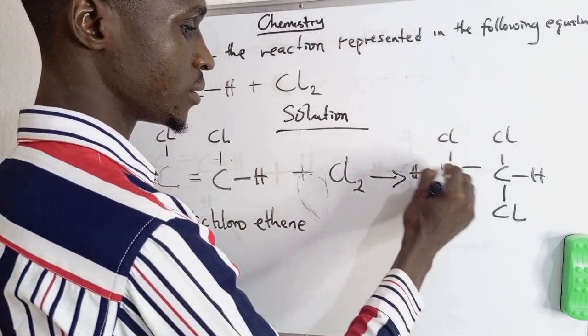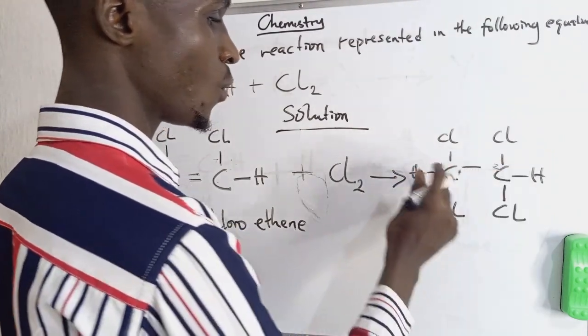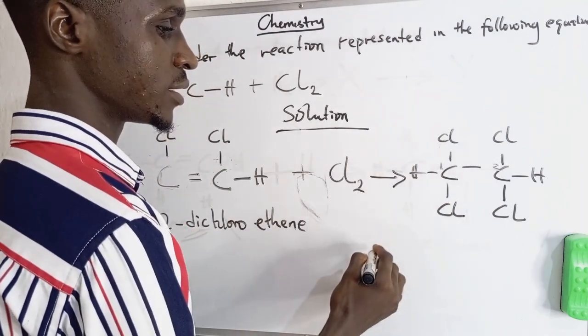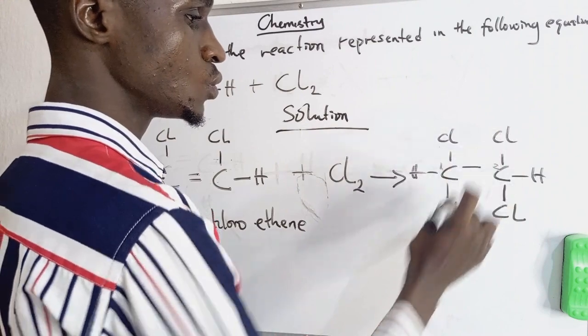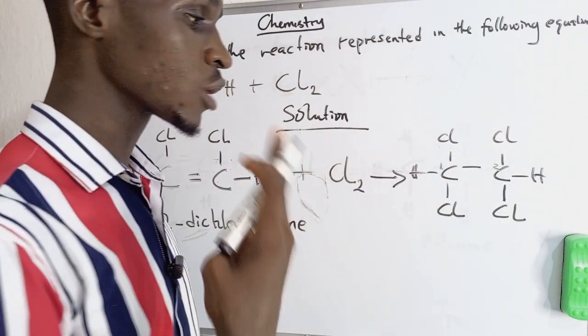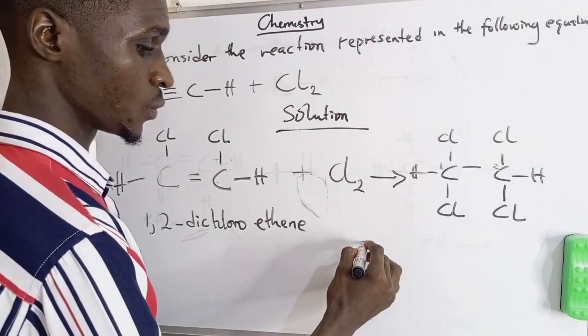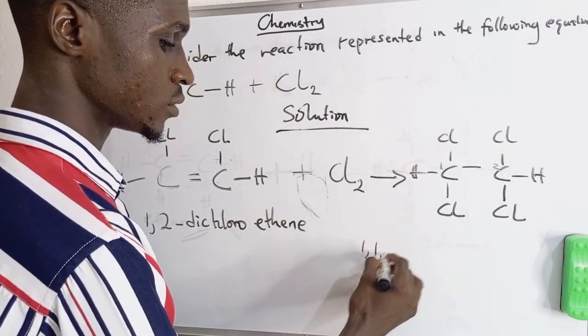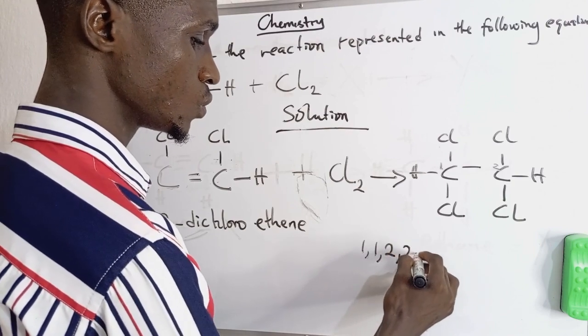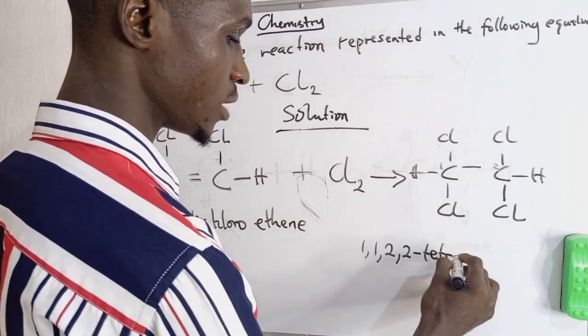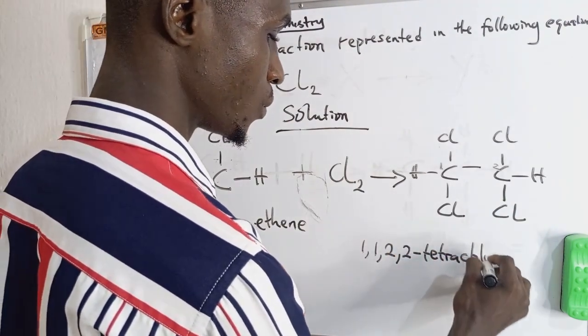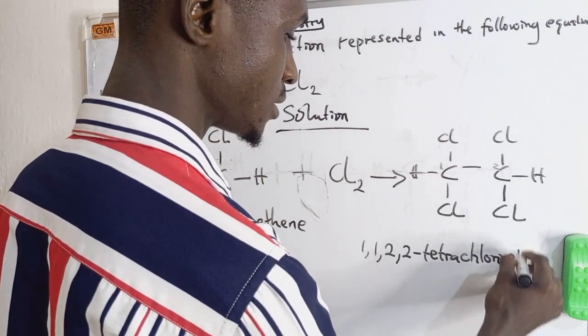1,1. When we number it this way, we have 1,1,2,2-tetrachloroethane. Let's do it together. We have 1,1,2,2-tetrachloroethane.